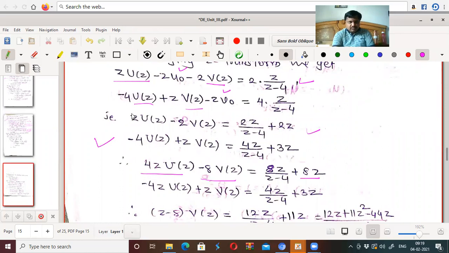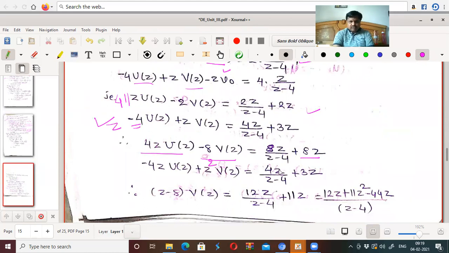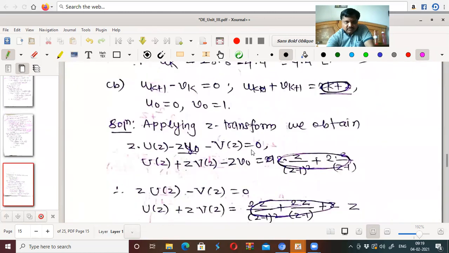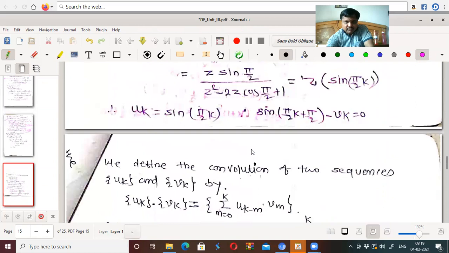That means you have to multiply this with 4 and this with z. So it becomes z square v of z, right? 4z square upon z minus 1 plus 3z square. And now these two cancel. This will get z square minus 8v of z equal to, yes, this will be the change. There will be a change in there, okay? And the whole calculations will be changed now.